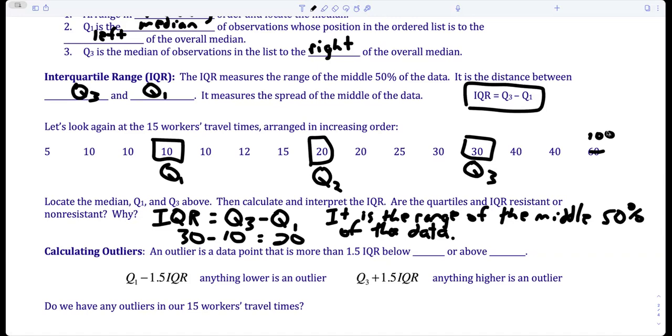Okay, so we're going to say the IQR is resistant. Do the quartiles change? No. Does the IQR change? No. Therefore, both of those are resistant. Okay, so the IQR is resistant because it is not affected by extreme observations.